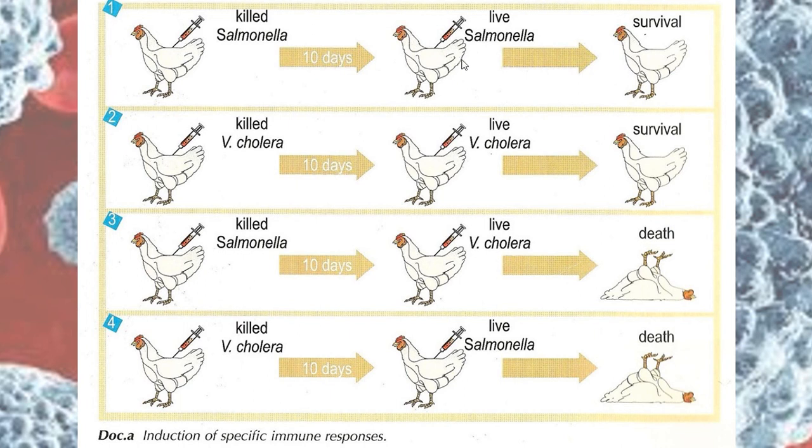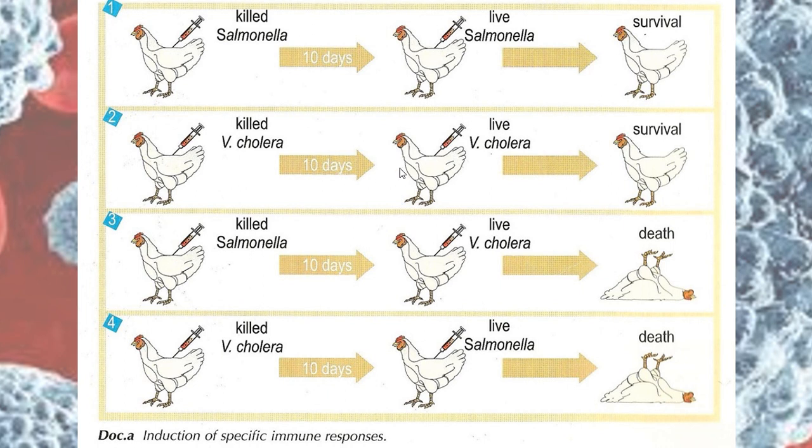And due to these immunological memory cells, the salmonella has undergone a secondary immune response, which was fast, which was enough to leave the hen alive. The same thing has happened when we injected the hen with the killed Vibrio cholera. It's another type of pathogenic agent.